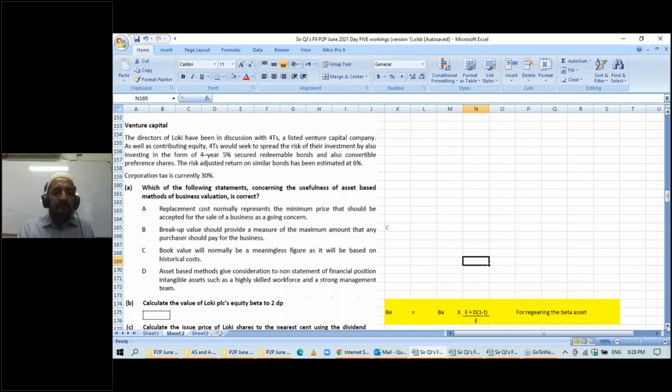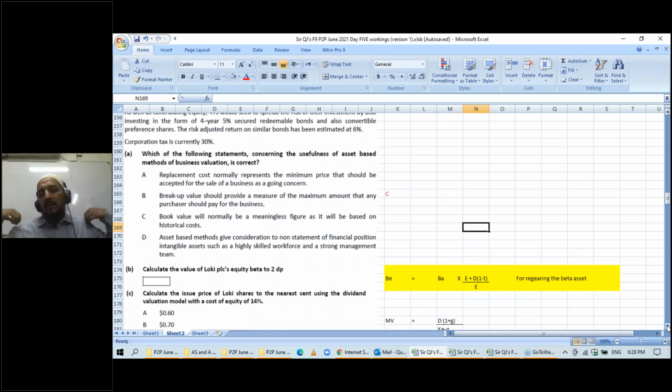Asset-based methods do not consider goodwill and intangible assets and other assets which are not present on the balance sheet. But the income-based method does consider the goodwill and the income prospects and these types of things.